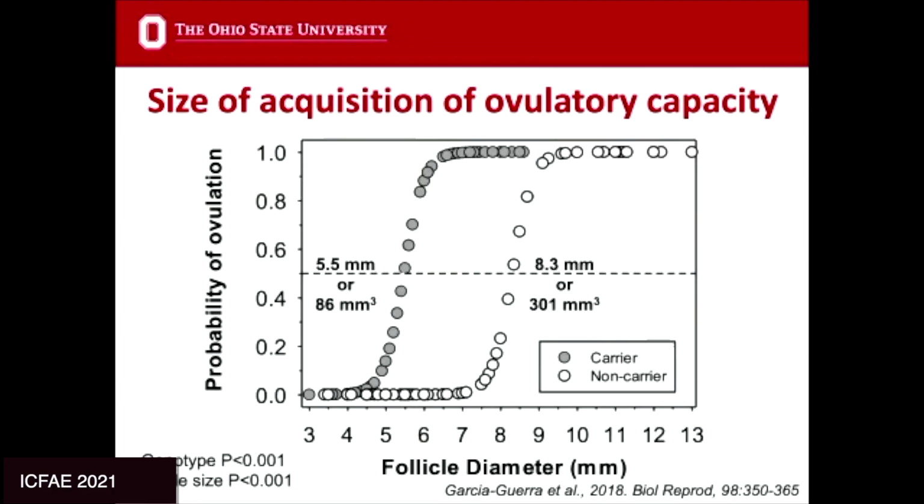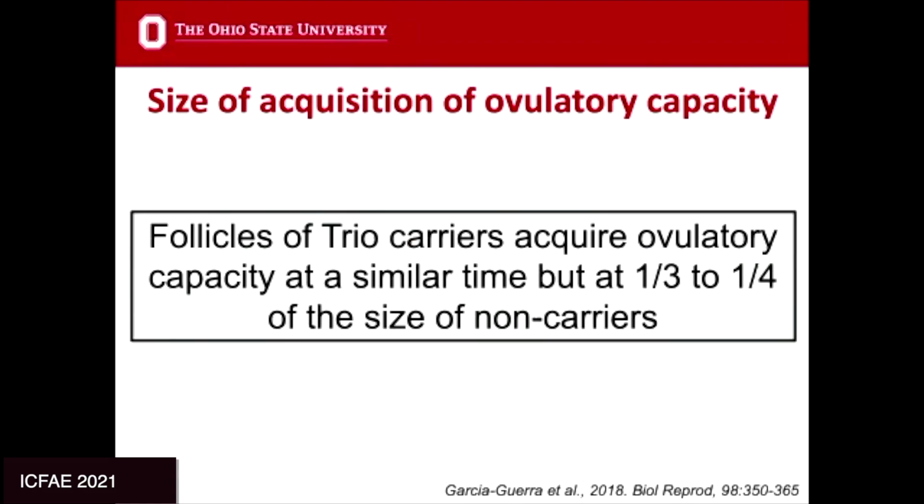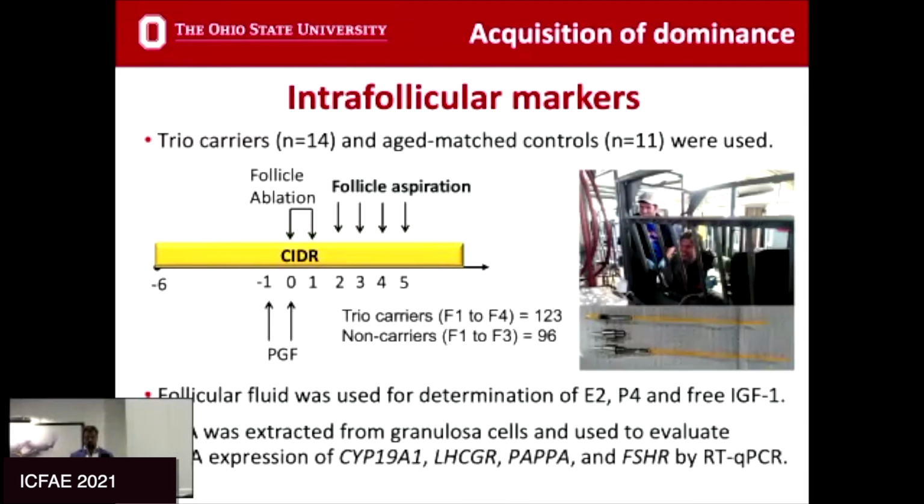And when we put it on a volume basis, we see that single ovulating animals acquire ovulatory capacity when they're about 3.5 fold greater than in trio carriers. So we keep coming up with this 3 to 4 fold relationship as we have seen before. So the conclusion was that trio carriers acquire ovulatory capacity at a similar time after wave emergence. However, they do so when they're about 1/3 to 1/4 of the size of single non-carrier ovulating animals.